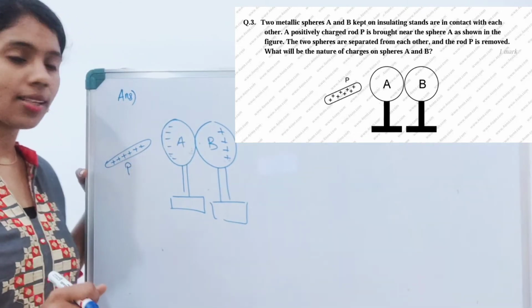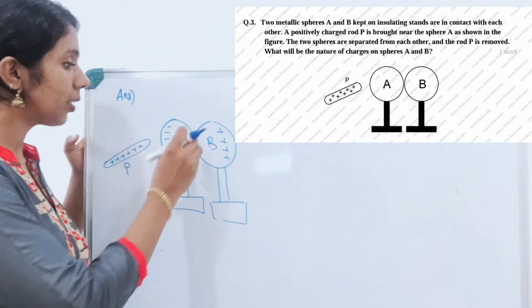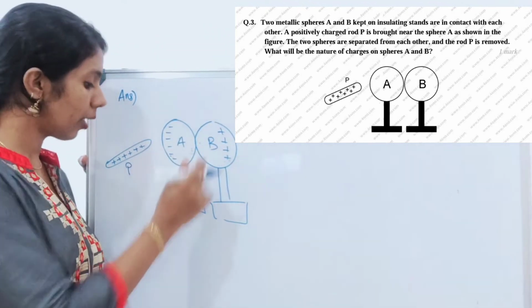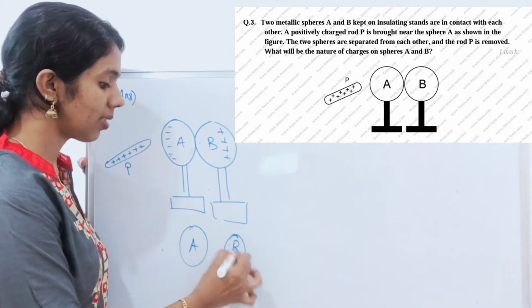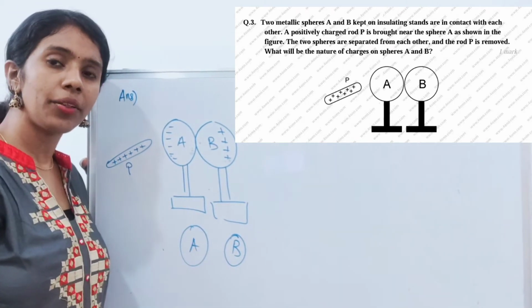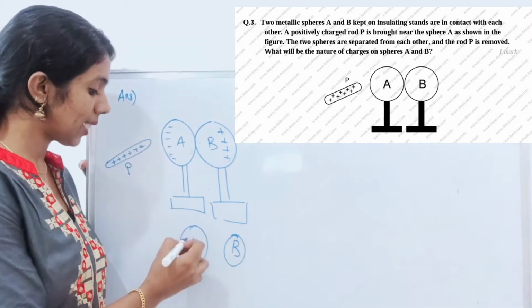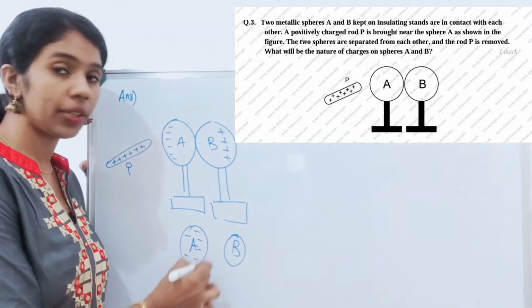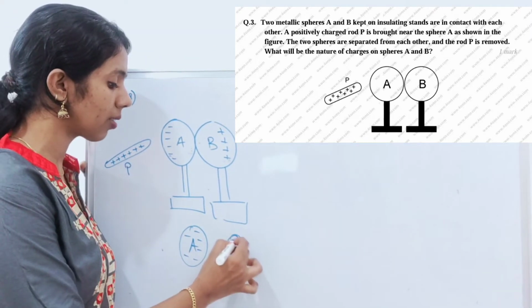Now the question is, if you remove this rod P, and you separate A and B, that is they are not in contact, and you remove the positive charge P, what happens is that these negative charges get redistributed on the sphere A and the positive charges get redistributed on the sphere B.